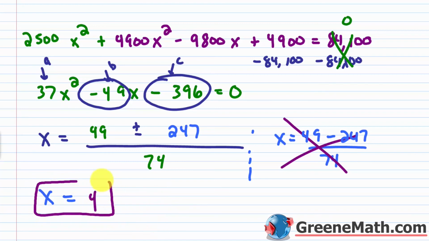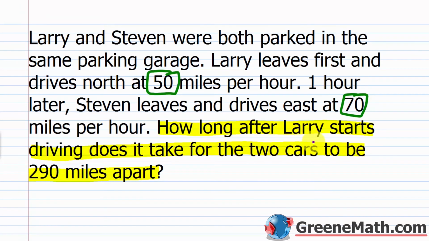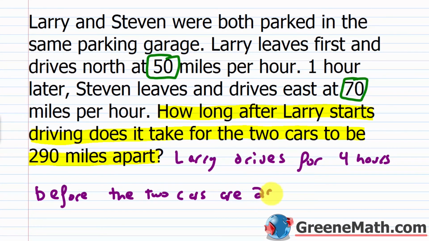So x equals 4. Again, that tells me that Larry drove for 4 hours before the two cars were 290 miles apart. Again, x was the amount of time for Larry. X minus 1 was the amount of time for Steven. So this guy is 4 and this guy is 3, right? Because 4 minus 1 is 3. So to officially answer this, how long after Larry starts driving does it take for the two cars to be 290 miles apart? We'll say Larry drives for 4 hours before the two cars are 290 miles apart.